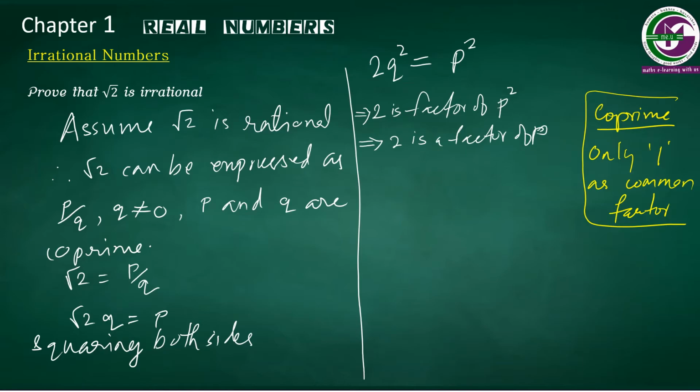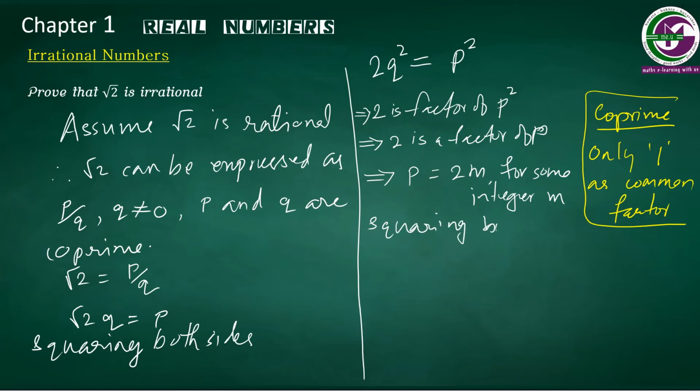Now, if 2 is a factor of P, that means P is a multiple of 2. Any multiple of 2 can be expressed as 2 times a number, right? So P can be written as P is equal to 2m for some integer m.